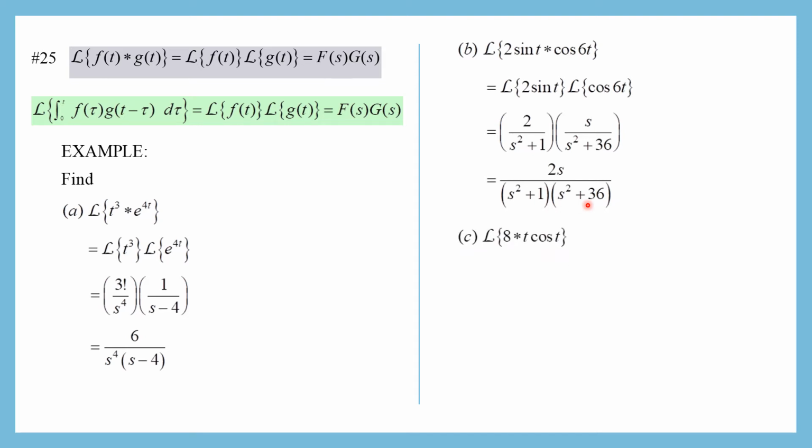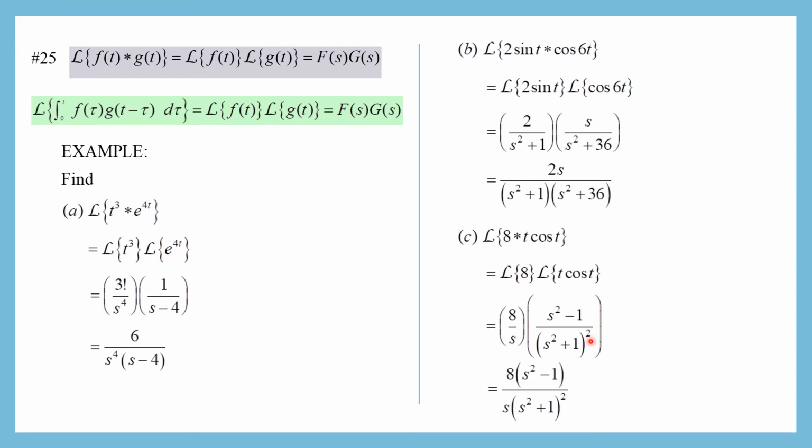The next question, what is the Laplace transform of the convolution of the number 8 and the function t cos t? So this is equal to the Laplace transform of 8 multiplied by the Laplace transform of t cos t. So Laplace transform of 8 is 8 over s, and we search from the table of Laplace transforms for the formula for the Laplace transform of t cos t, and that is equal to s squared minus 1 divided by s squared plus 1, everything squared. Okay, so this is what we are getting for the Laplace transform of 8 convolved with t cos t.